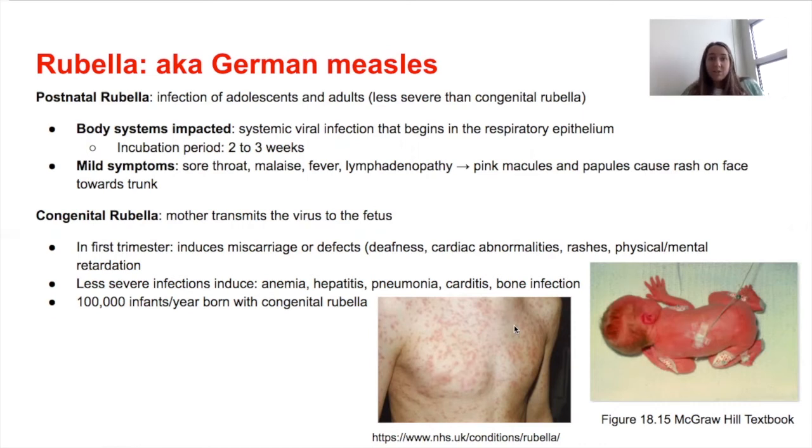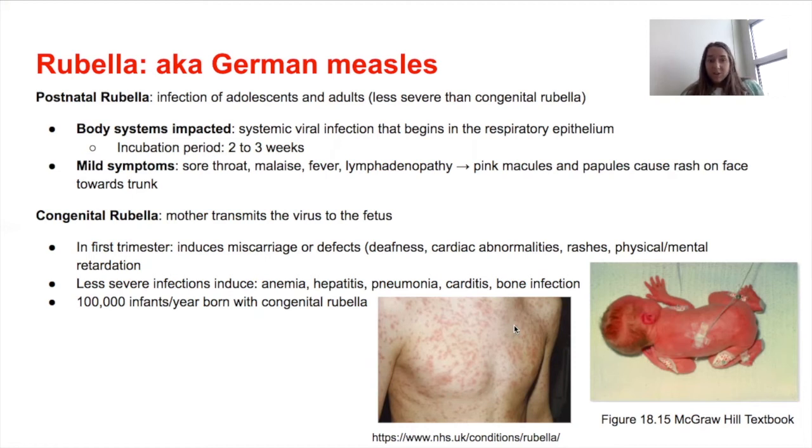So on the other hand, congenital rubella is a prenatal infection of the fetus where the mother transmits the virus to the fetus. It occurs typically in the first trimester, and if it occurs in the first trimester, it induces miscarriage or defects such as deafness, cardiac abnormalities, rashes, physical or mental retardation. So they're really severe defects that can possibly cause miscarriage in the baby.